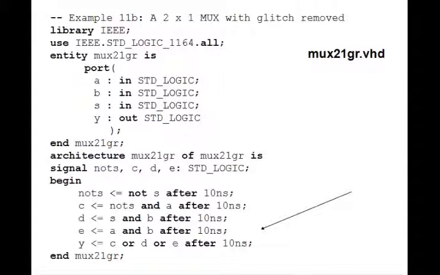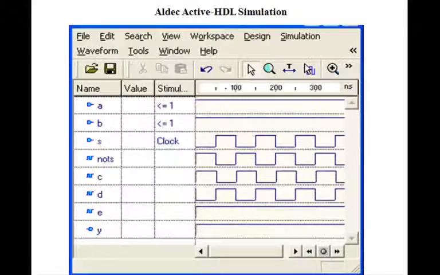And so let's try it. We're going to add this AND gate A and B after 10 nanoseconds. We'll call it E. And then Y is going to be C or D or E after 10 nanoseconds. And let's see what happens if we simulate it. Sure enough, the glitch goes away. So here's the glitch is gone. A and B are 1. The clock goes up and down, and we have no glitch.